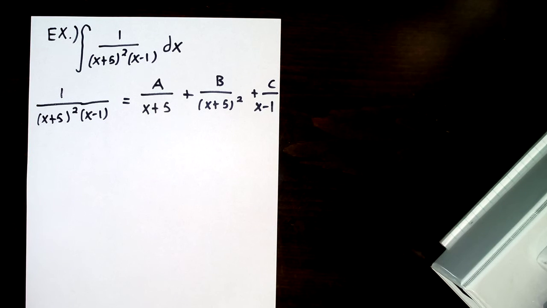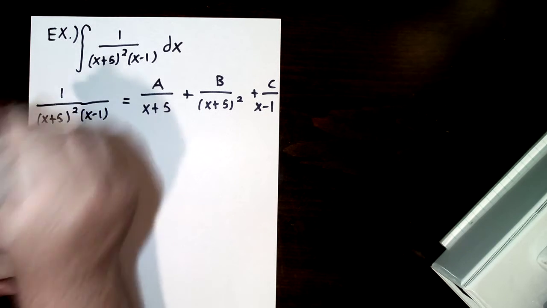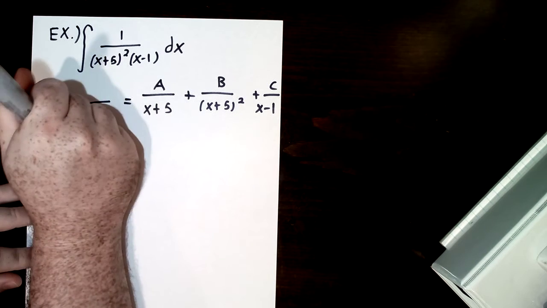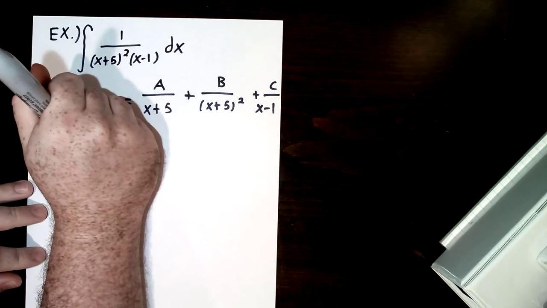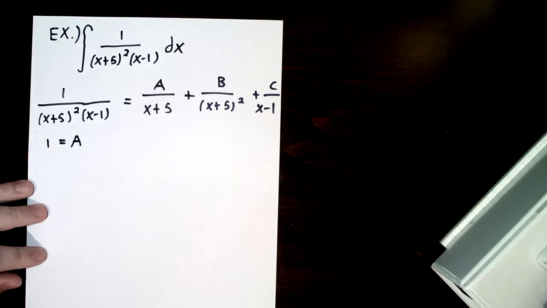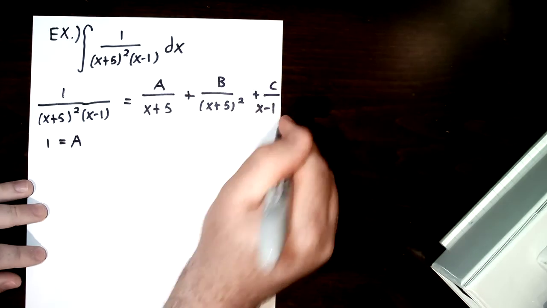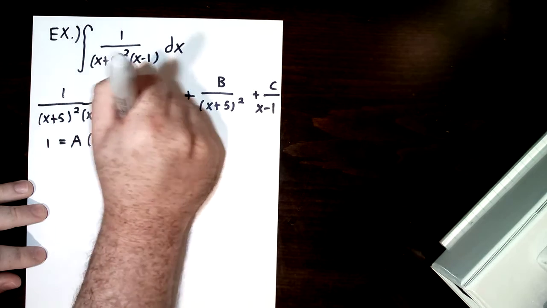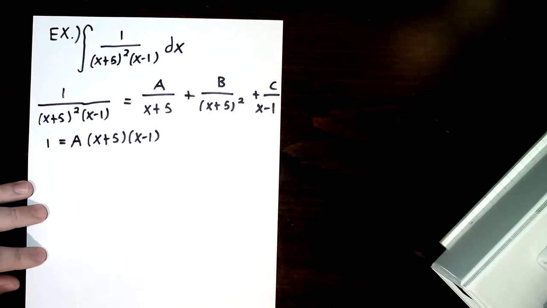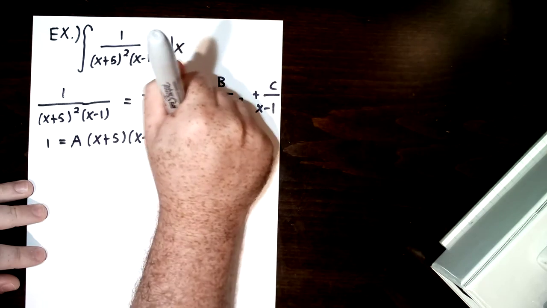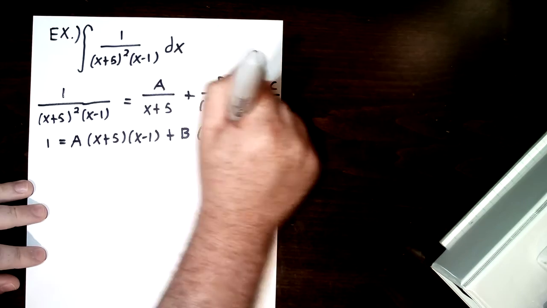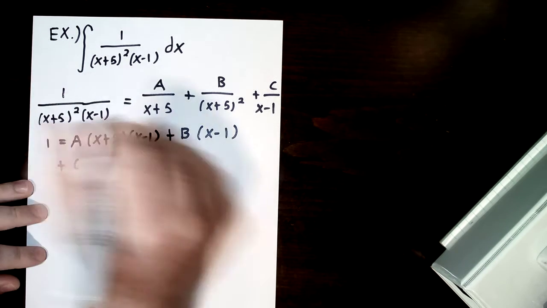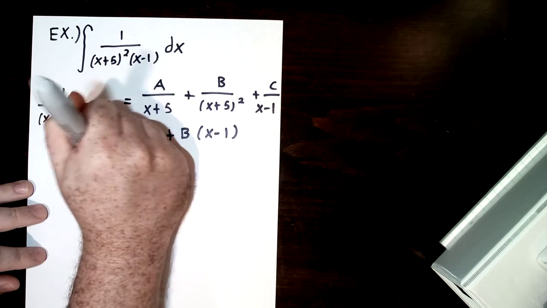And now we'll combine everything to make one numerator, which is equivalent to 1. So basically we have that 1 is equal to a. The a has the x plus 5, so we need an extra x plus 5 and the x minus 1. X plus 5, x minus 1. Plus b, which is only missing the x minus 1 factor. And then we have plus c, which is just missing the x plus 5 squared.